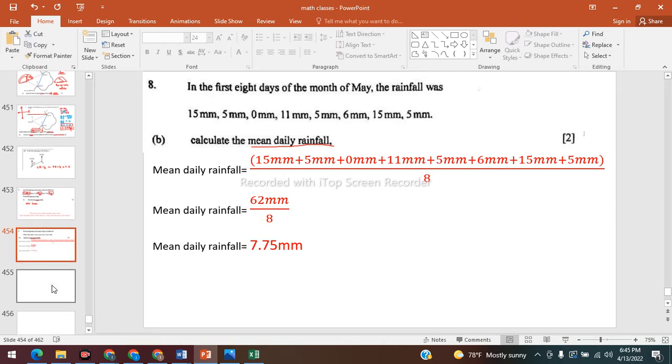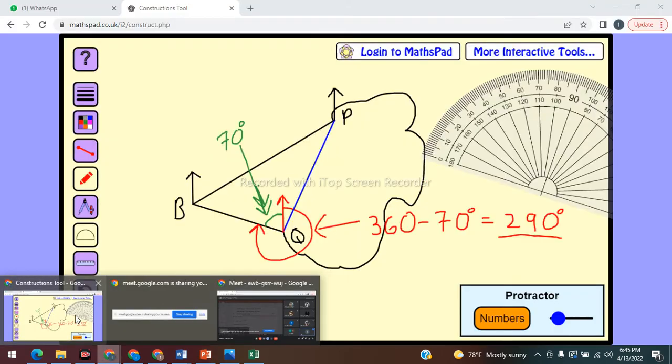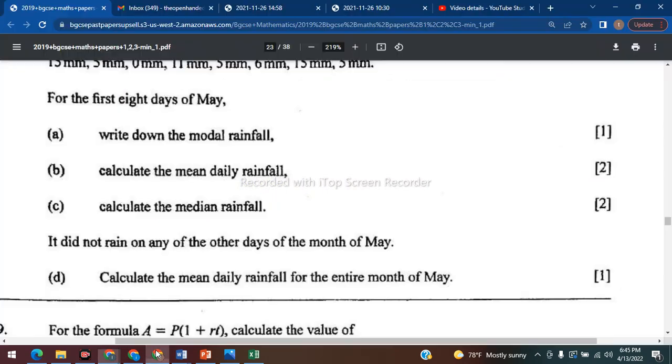All right. So that's good. And then what else? Now we want the median rainfall.